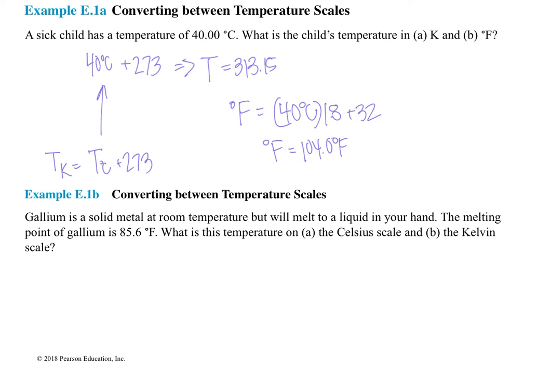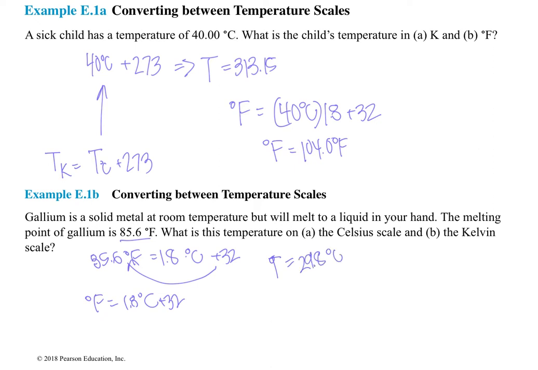In this case, we have gallium. Its melting point is 85.6 degrees Fahrenheit, so we want to know what it is in Celsius, and then Kelvin. We're going to use Fahrenheit equals 1.8 times Celsius plus 32. So we're going to subtract over 32 and then divide by 1.8. When we do that, we get our temperature in degrees Celsius is 29.8. So there's part A. Part B, we're going to take that number and add 273.15. And when we get that, we get 302.95 Kelvin.